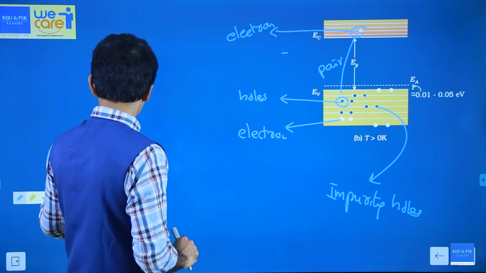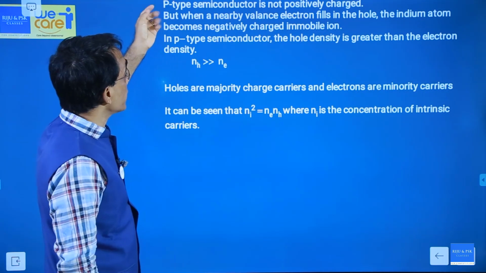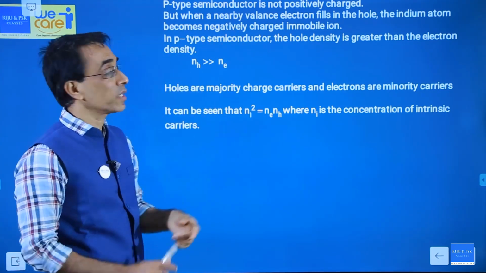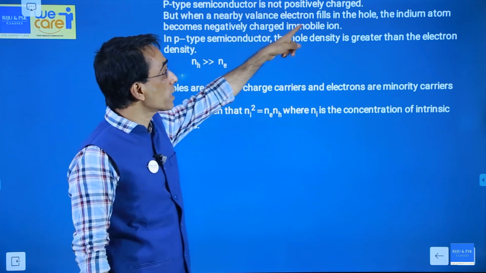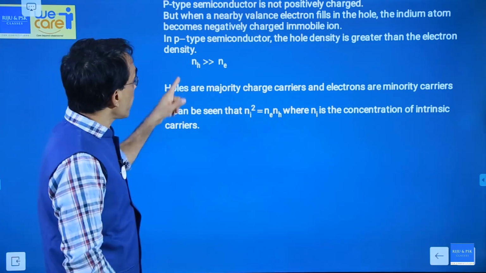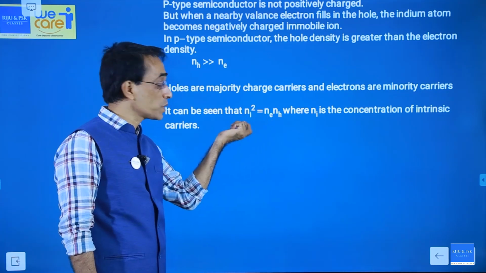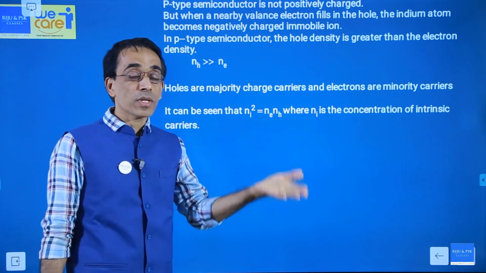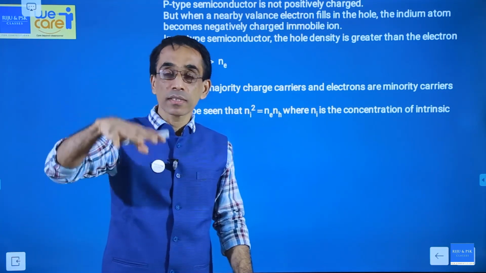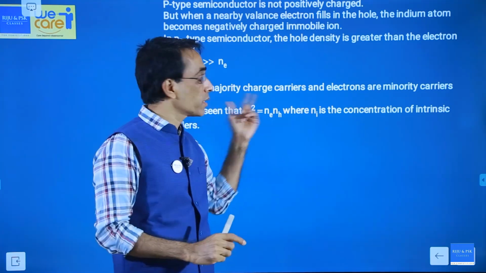Okay. Now, what about conduction? These points are to be noted. Just like N-type semiconductor was not negatively charged, P-type is also not positively charged. But when a nearby valence electron fills the hole, the indium atom becomes a negatively charged immobile ion. The number of holes will be much greater than the number of electrons, but Ni square is still equal to Ne into Nh, because when the number of holes increases, the rate of recombination increases, so that effectively decreases the number of electrons. So the number of electrons will decrease, the number of holes will increase, the product will always remain the same.